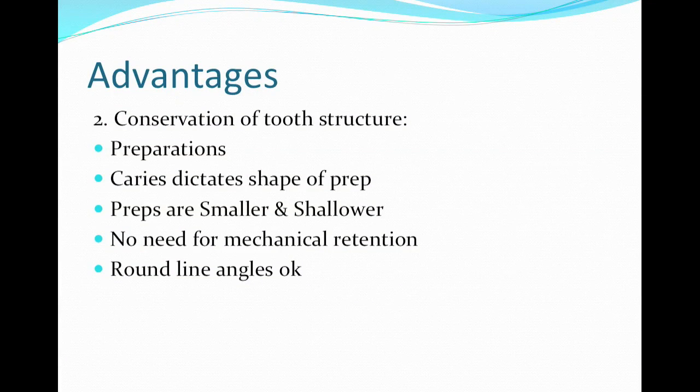Another advantage is conservation of tooth structure. Basically, if you think back to amalgam prep, you have to first clean the caries, and then you have to prepare the cavity to receive the filling. So you have to create retention, mechanical retention. You don't have to do that in composite as much. So you can have round line angles, and the preps can be smaller. And caries dictates the shape of the prep and not your need for mechanical retention. So you can be more conservative.